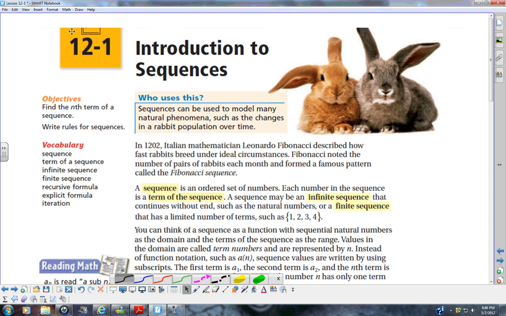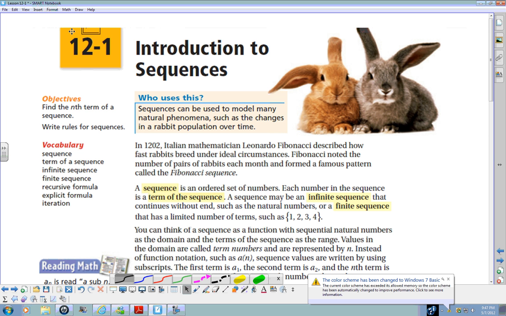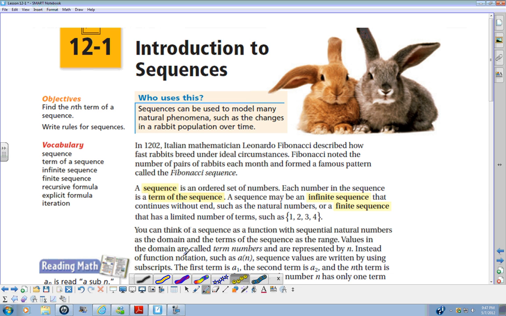Okay, so we're going to talk about Lesson 12.1, Introduction to Sequences. A sequence is an ordered set of numbers where each number in the sequence is a term of the sequence. A sequence may be an infinite sequence, which means it continues without end, like the natural numbers, whole numbers like that. Or there are finite sequences which have a limited number of terms, such as the numbers 1, 2, 3, and 4.